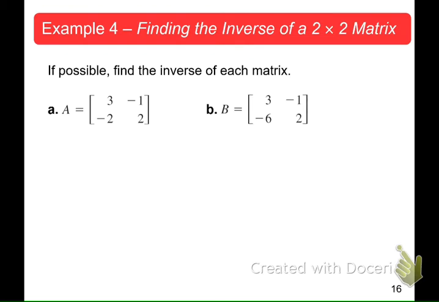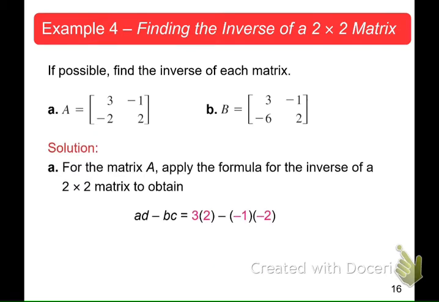So let's find the inverse of these matrices if they're possible. Looking at matrix A, the first thing we always want to do is check to make sure that my determinant is not equal to 0. In this case, A times D is 3 times 2 minus C times B, or B times C. Most places commutative is okay. And then what do we notice? It equals 4. So yes, we have an inverse.